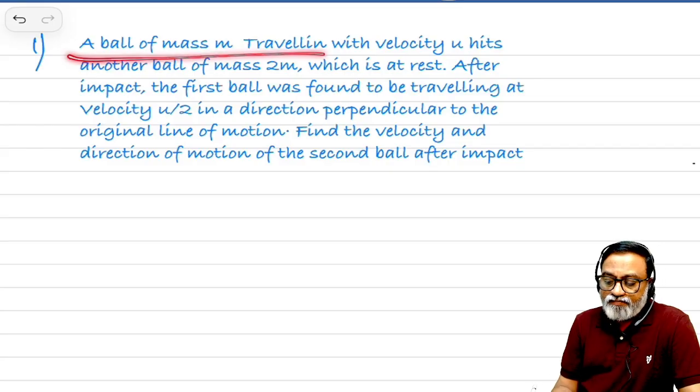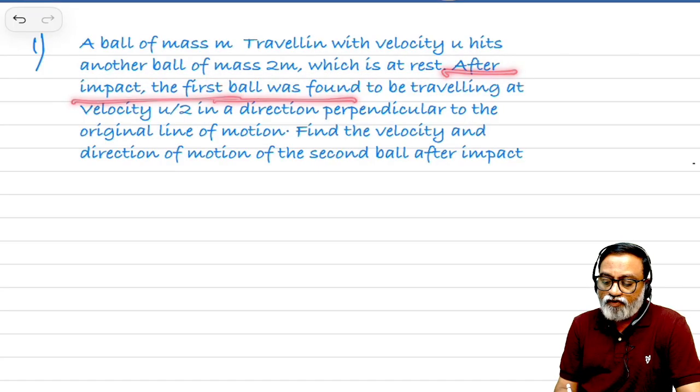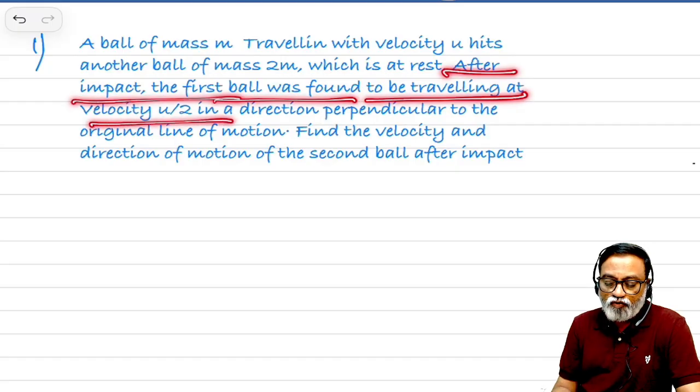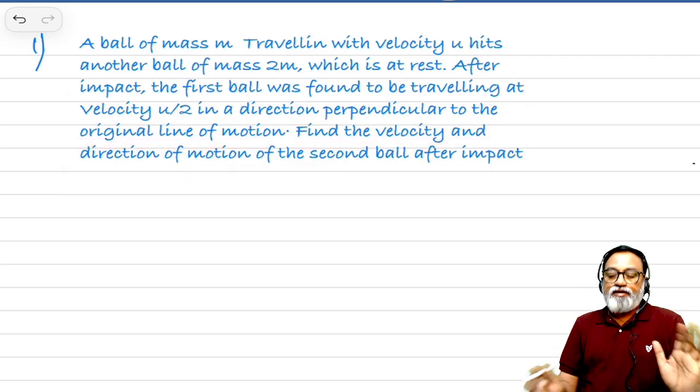A ball of mass m traveling with a velocity u hits another ball of mass 2m which is at rest. After impact, the first ball was found to be traveling at a velocity u by 2 in a direction perpendicular to the original line of motion. Find the velocity and direction of motion of the second ball after impact.